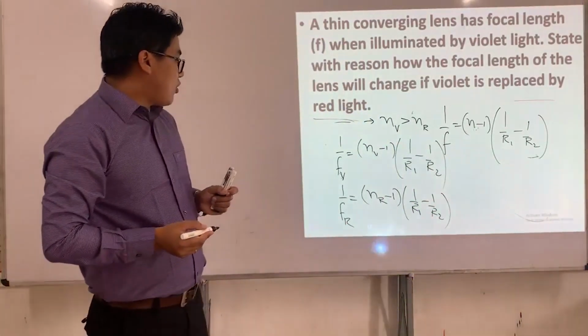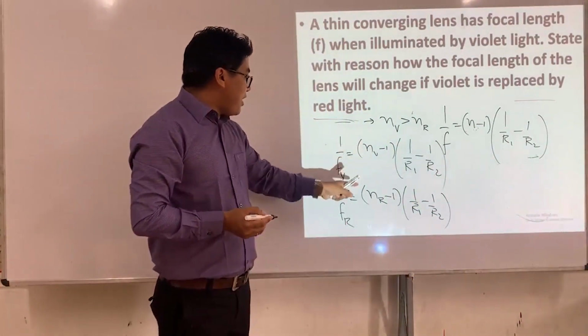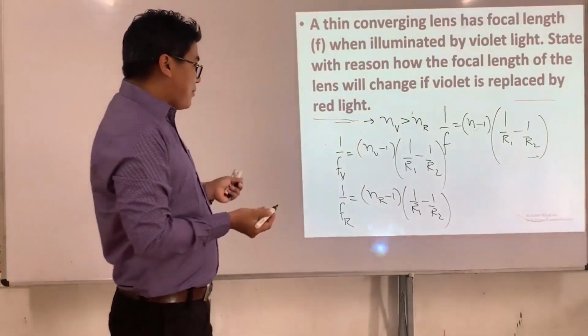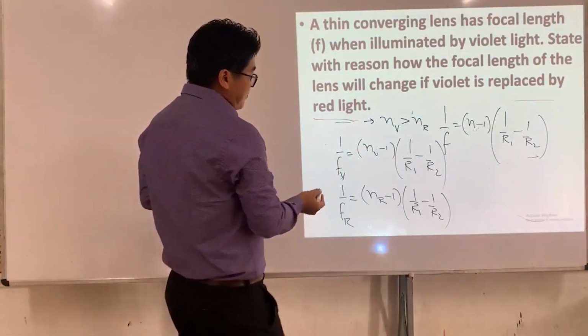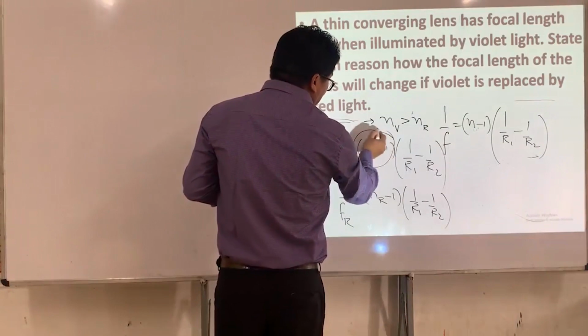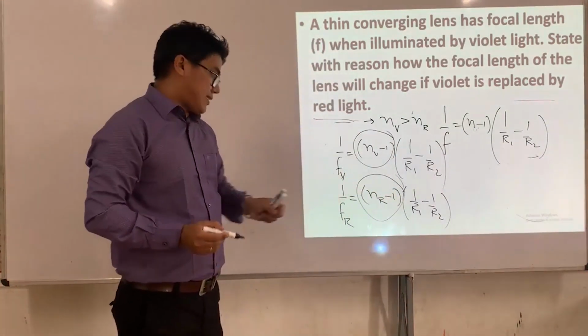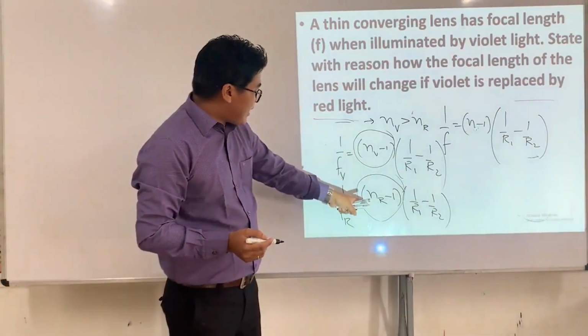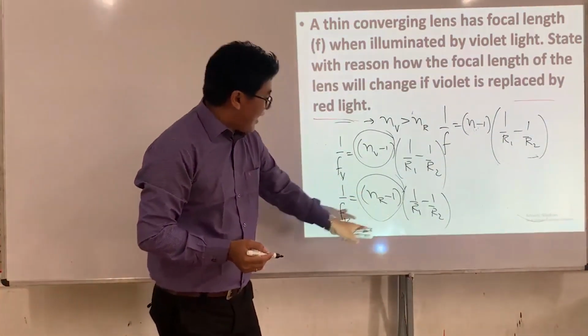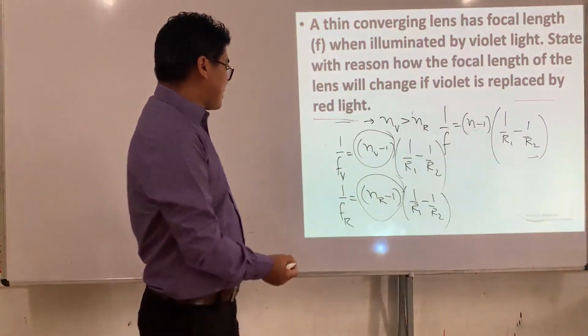Look at here. So NV is more than NR. So that means, look at here, this is going to be more than this. This is going to be more than this. And this is going to be more than that. Then what is going to happen, right?